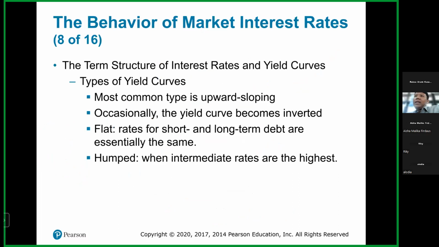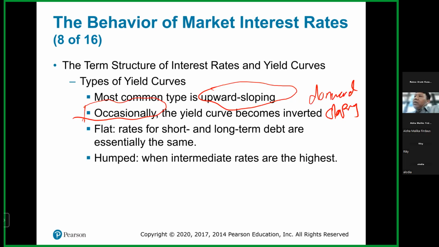So these are the characteristics of the yield curve. The most common type is the upward sloping. Occasionally, the yield curve becomes inverted. It is just on occasion. In some occasions, it becomes inverted, so it becomes downward sloping.